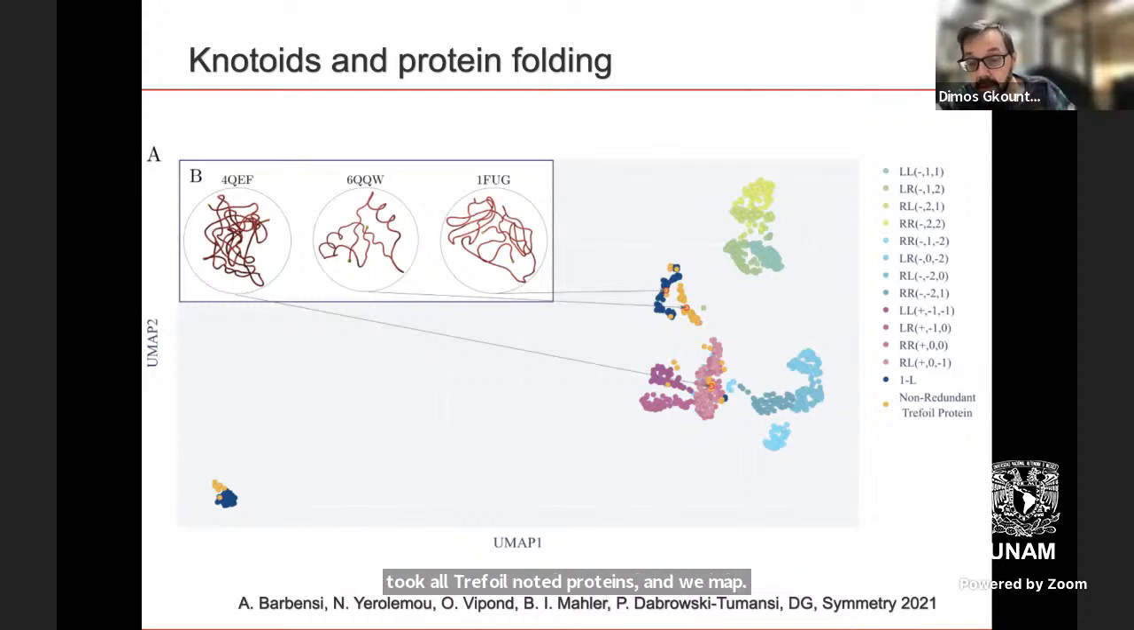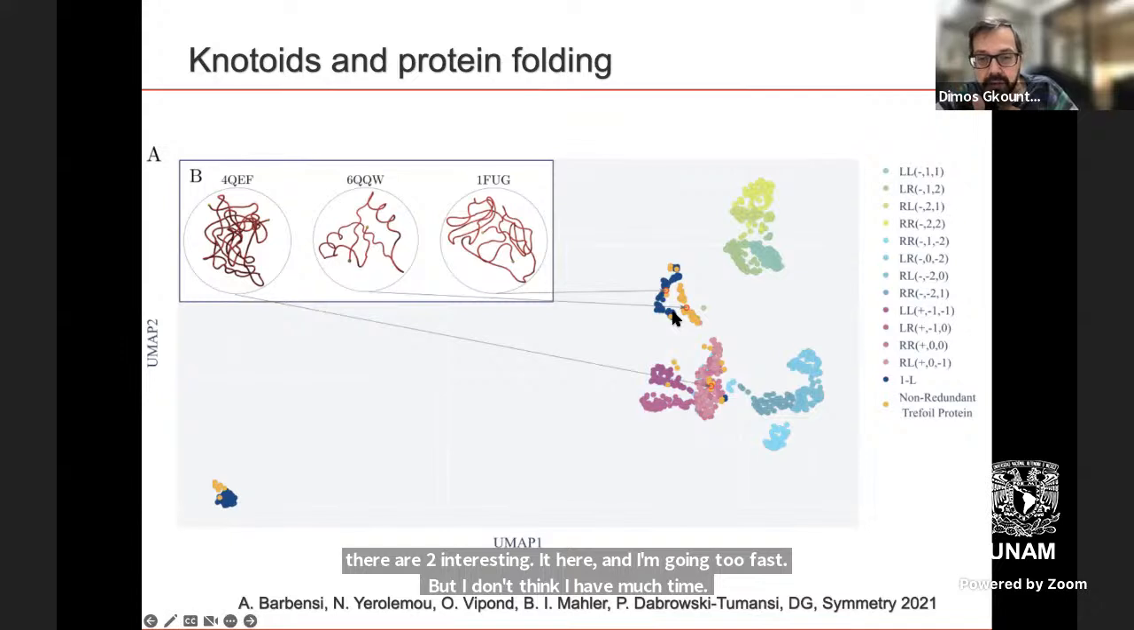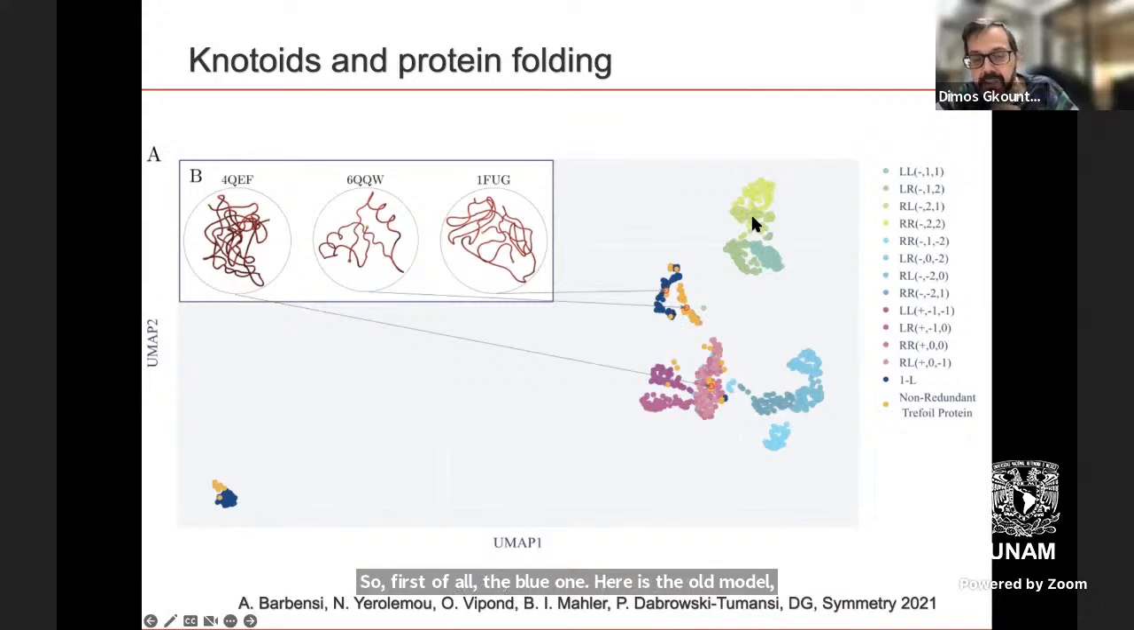So there are 2 interesting results here. And I'm going too fast, but I don't think I have much time. So first of all, the blue one here is the old model, let's say with a single loop. Everything else are the new models with the 2 loops. All deeply knotted proteins, that's a new result. They follow the path of the single looped model. And there is a small family of shallow knotted proteins that people didn't know that fold with 2 loops. And that's the main result. This is what we contributed to that.